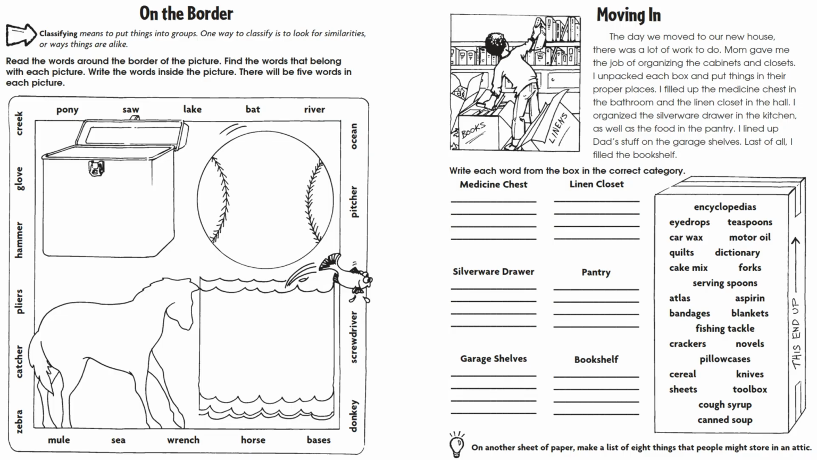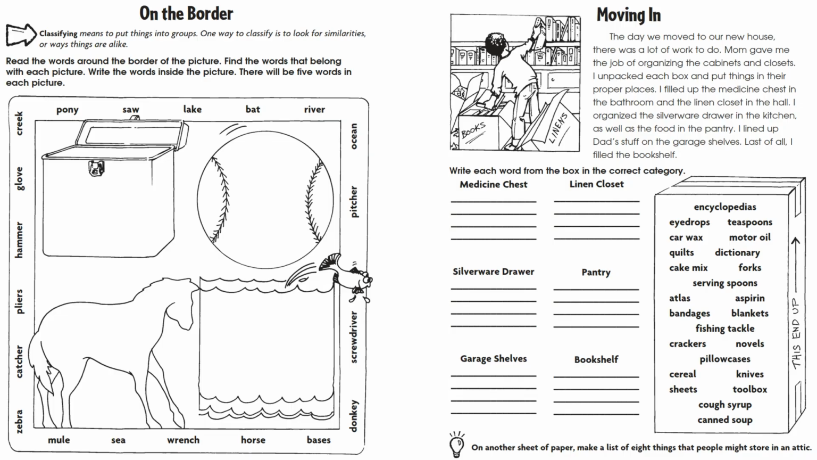For example, if you see a picture of a toolbox, you should look for words that name tools. A saw, screwdriver, wrench, pliers, and hammer all belong in the toolbox category. If you see the picture of a horse, look for words that are similar to horse. You might look for other animals in the same group. For the baseball picture, think about things used in baseball. Which words around the border belong with baseball? For the water picture, think about words related to water, such as bodies of water.